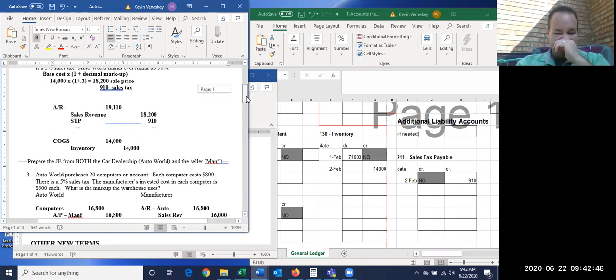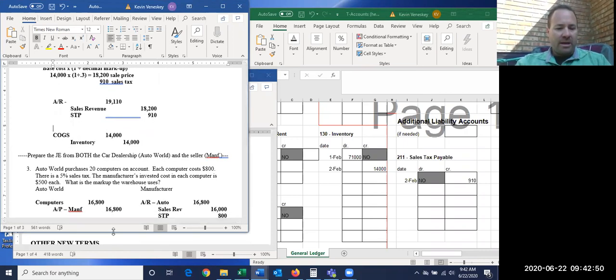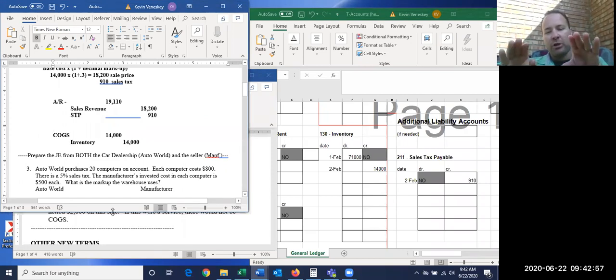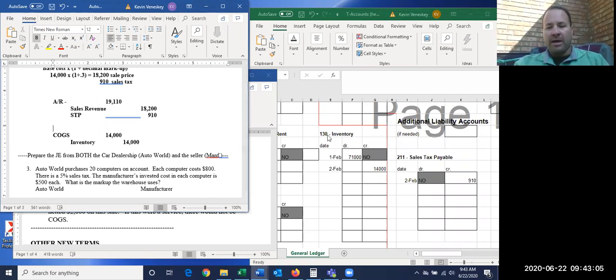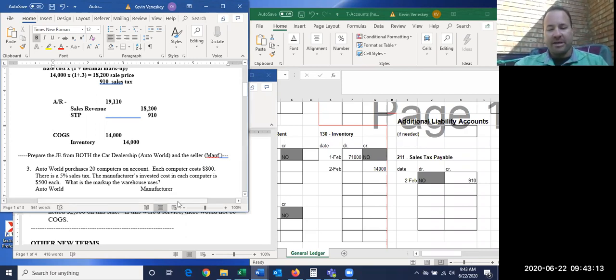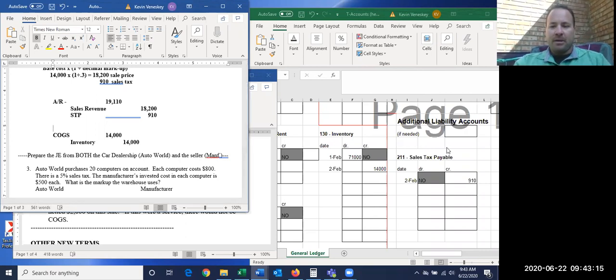Okay, we're ready to move on. And when we move on now, for most of the rest of these problems, we're actually going to look at it from 2 different standpoints. We're going to look at it from our standpoint, Auto World, and we're going to do the journal entry. And then we're going to look at it from the other party, whoever the other party is. In this first case, it's the manufacturer.